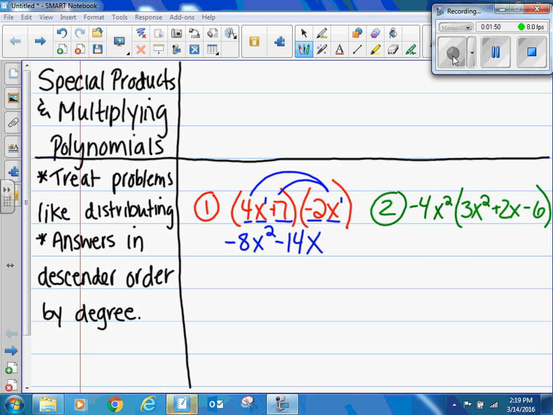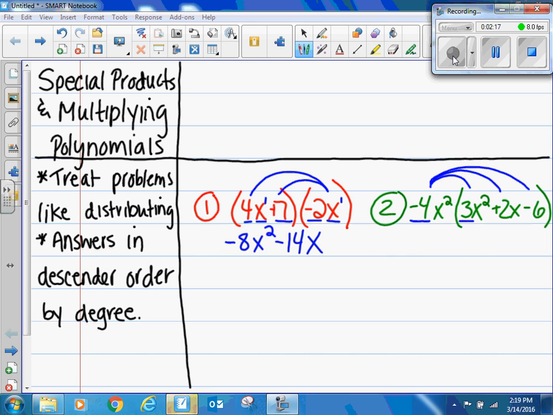Now, you won't always have a binomial inside. Here, we have 3 terms inside the parentheses. And here, on the first example, we were kind of doing, I don't want to say reverse distribution, but we were coming in from behind. And now we're going to come in from the front and distribute this to all 3 of those terms inside the parentheses. So again, I'm going to multiply my coefficients.